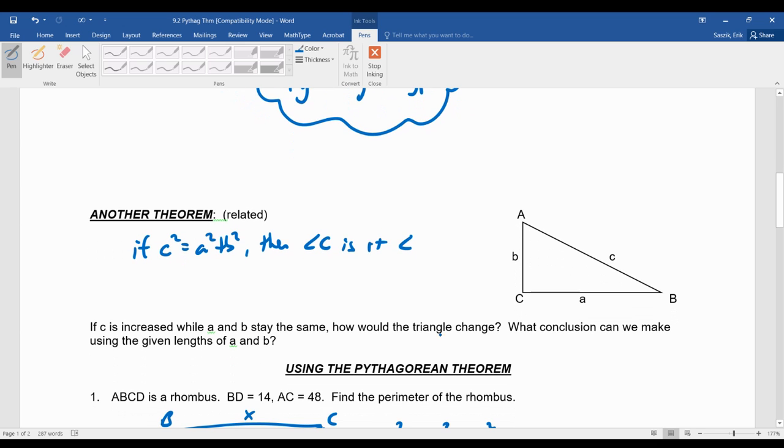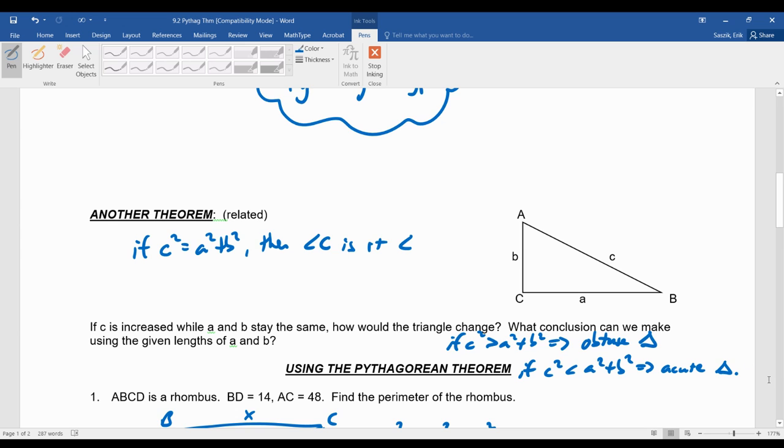If c is increased, so if c squared is greater than a squared plus b squared, that means side A and B have stayed the same, but the hypotenuse C is lengthened. That's going to push A and B apart. So if c squared is bigger than a squared plus b squared, you then have an obtuse triangle. And vice versa, right? If c squared is less than a squared plus b squared, then you have an acute triangle.